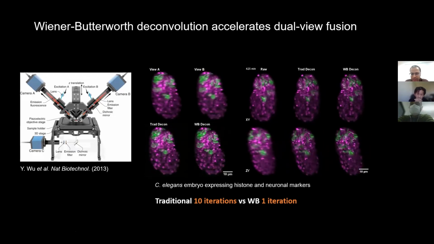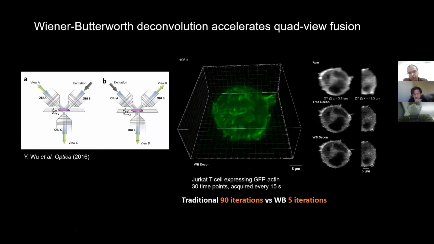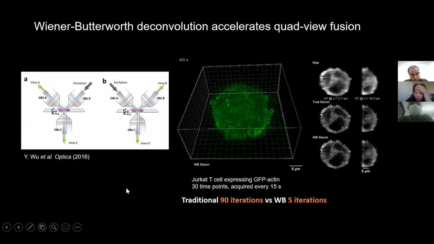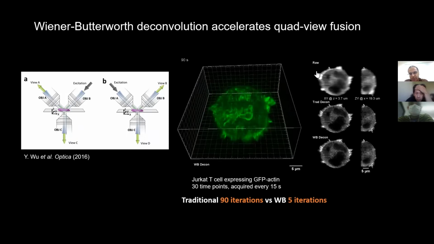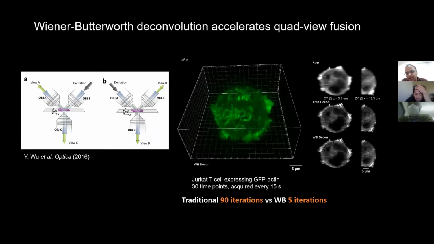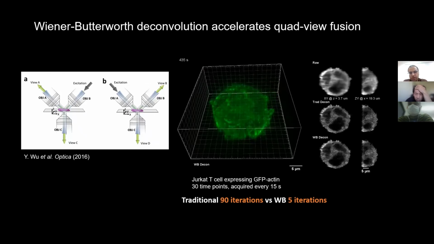And one can imagine even more complex microscopes. So if you look at a T cell, an immune cell, where we've put in a GFP marker of the actin, and imaged it in this triple view microscope, a triple objective system, where we acquire 4 views of the specimen. Now the raw data is kind of blurry. We can improve the resolution and contrast using deconvolution, but it takes us 90 iterations. And using this Wiener-Butterworth trick, we get a factor of around 18 improvement in speed by changing one term in the deconvolution. So this works. The point is, this works in more complex deconvolution schemes as well.